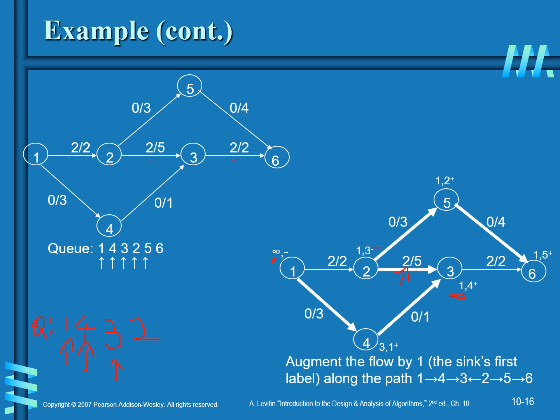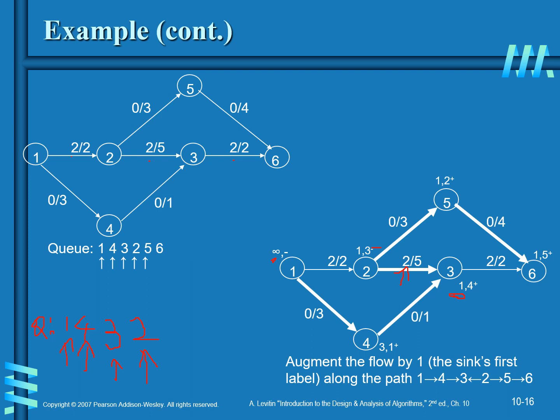What is the next vertex from the Q? 2. So you remove the vertex, and from 2 you start labeling. For 2 there are 2 forward edges: one is 2 to 5 and another one is 2 to 3. But 3 has been already labeled, so you cannot do anything there. So you label 5, since it is a forward edge. So 3 minus 0 is 3. What is its label value? 1, which is minimum, 1.